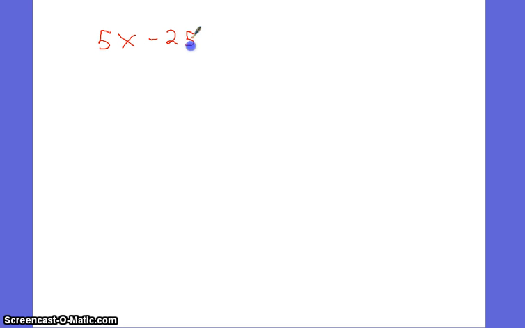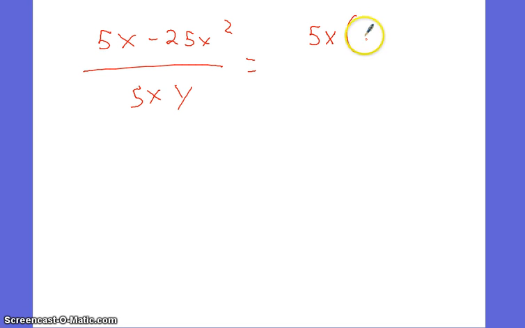5x minus 25x squared over 5xy. Okay, what can you cancel out? Well, just be careful with this one. You can cancel out. Let's do this to make things simple. Let's factor out the 5x. So what do you have left when you factor out the 5x? You have 1 minus 5x. Really be careful about factoring out that 5x.